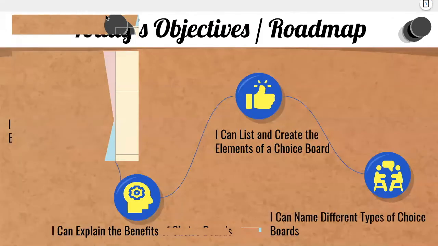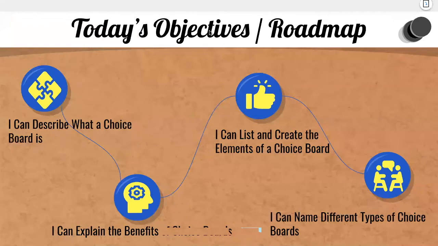All right, so some of the objectives or roadmaps today, I have my ICANN statements in here. By the end of this, you should be able to describe what a choice board is, explain some of the benefits of using choice boards, have somewhat of an understanding of how to create a choice board and list some of the elements in it, and also be able to identify some of the different types of choice boards that are there.